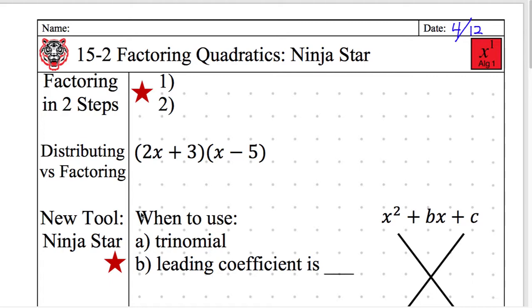Okay, so factoring in 2 steps. This is a review from yesterday, copy-pasted from yesterday. Whenever I factor any quadratic in Algebra 1, what are those 2 steps? We did step 1 yesterday, and then you need to memorize step 2 as well. Gunnar. And Ninja Star. Write it down. First, the greatest common factor, GCF. That was all of yesterday's lesson. That was our warm-up. And then Ninja Star. That will be today and Monday's lesson.